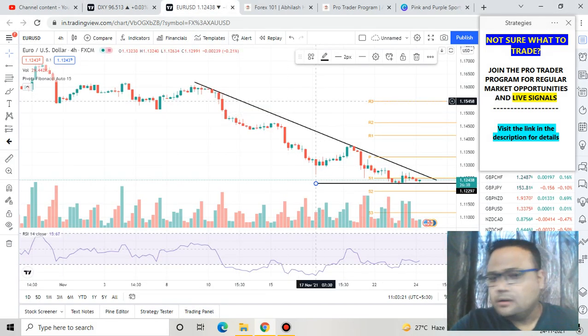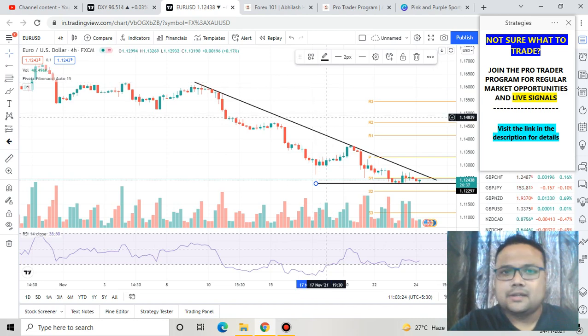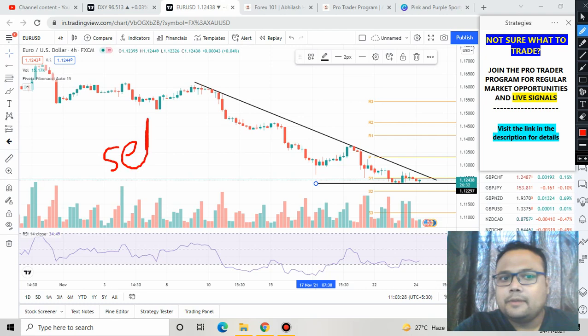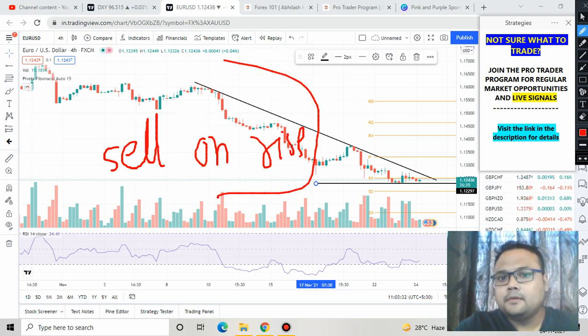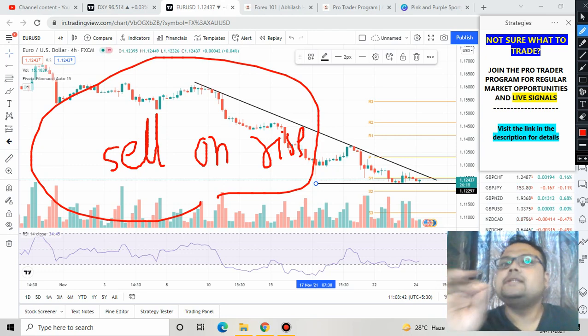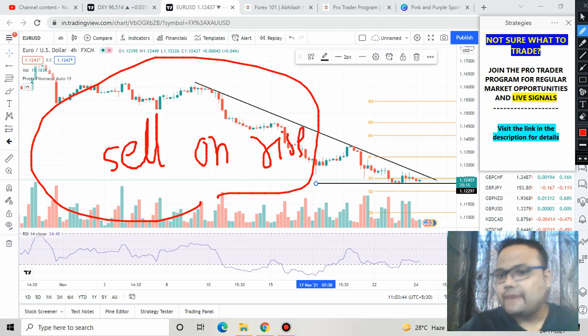And for the chart of Euro USD, things are quite simple, because this is a seller's market and the best strategy is sell on rise. First of all, this trend line is acting as a dynamic resistance for the market. So if the market goes up, then definitely the market will be facing some kind of selling pressure from above at this trend line, and if it reverses, you can take a small sell position.